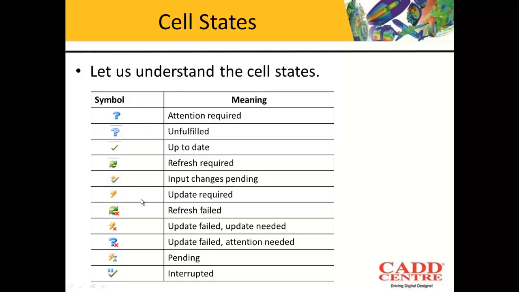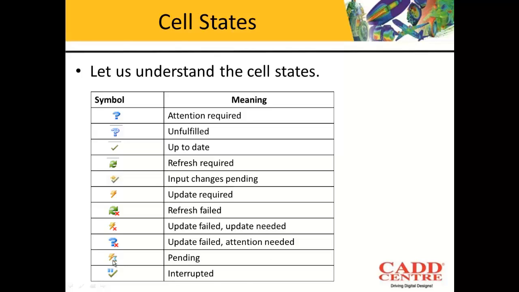then if you see a yellow colored thunderbolt, that means that cell requires update. If you see a refresh button with a cross mark, that means the refresh has failed. Meaning you have tried to refresh but the refresh has failed due to some reasons, and you need to refresh it again. Similarly, if you see a yellow colored thunderbolt with a red colored cross mark, that means the update has failed and you need to update that cell again. If you see a blue colored question mark with a cross mark, that means the update has failed and attention is required. That means some data has been wrongly entered over there and you need to quickly attend to that cell so that you make the corrective actions over there.